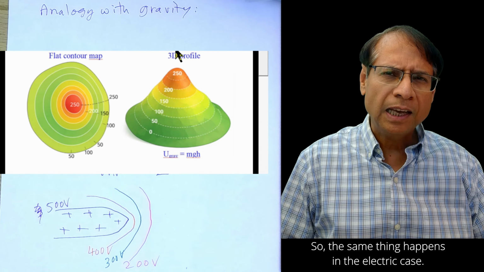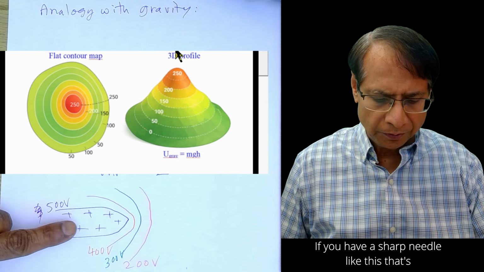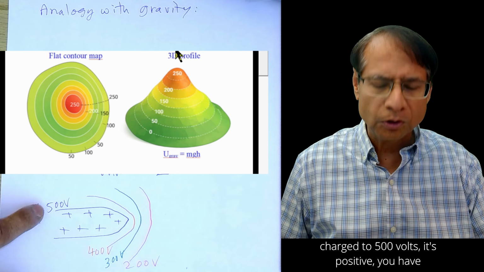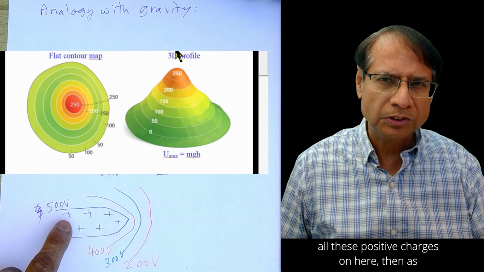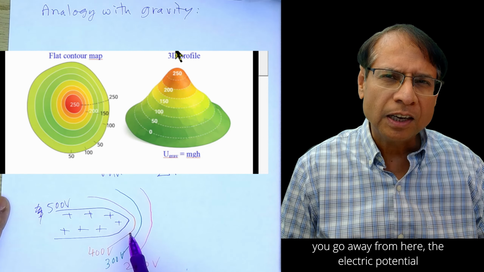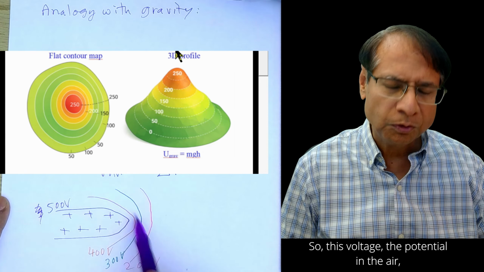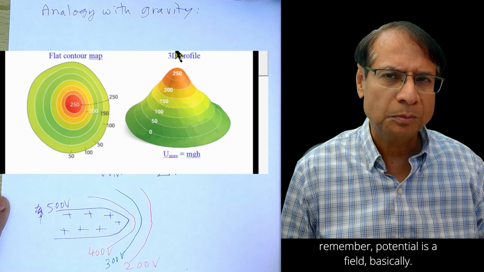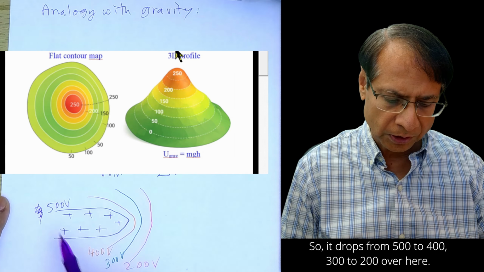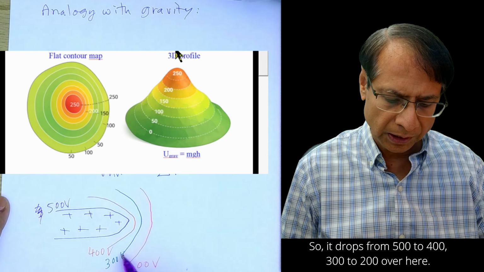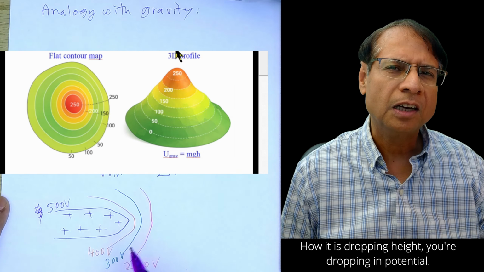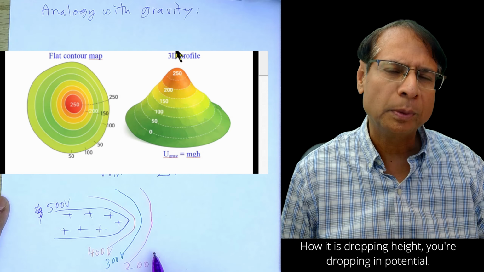The same thing happens in the electric case. If you have a sharp needle like this that's charged to 500 volts, it's positive, you have all these positive charges on here, then as you go away from it, the electric potential drops. So there's voltage, there's potential in the air. Remember, potential is a field basically. So this drops as you go away, from 500 to 400, 300 to 200 over here. This is very similar to that hill. Just as you're dropping in height, you're dropping in potential.